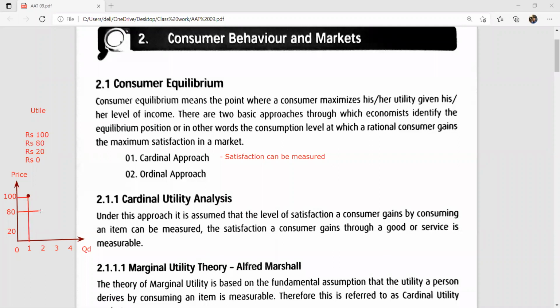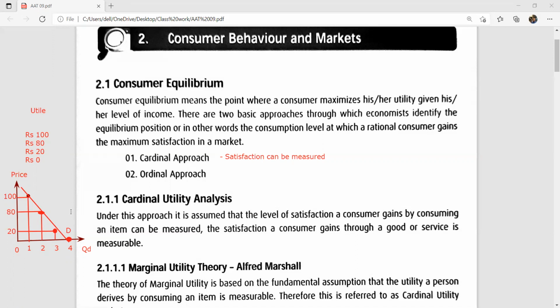$80 for the second unit. 20 for the third unit. So then, here, value, particular point, finally, fourth one. So the demand curve can be illustrated like this. This is the way of deriving a demand curve by using utility.